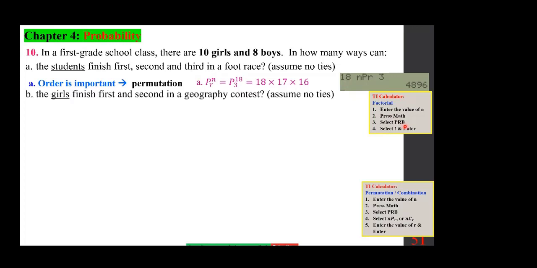Here's the next one. The girls finish first and second in a geography contest. Assume no ties. Again, we are looking at how many, what is our N? Is order important or not? Order is important because we want the first and second. And because we are looking at girls and girls only, N would be 10. So N is 10, and we want the first and second. So 2 places.